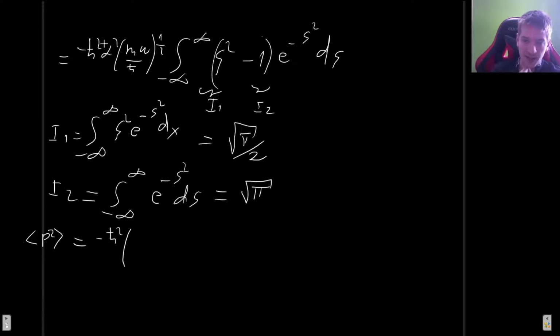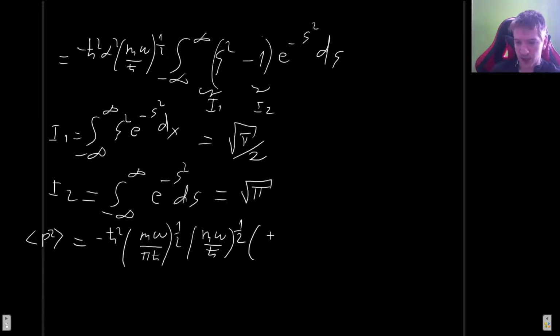Now I will replace the value of alpha squared by what it is. So minus m omega divided by pi h bar to the 1/2 times m omega divided by h bar 1/2 times what we have here. So there is this minus that we can actually put inside, right? So we can now flip the signs of what is in here. So we get square root of pi minus the square root of pi divided by 2.